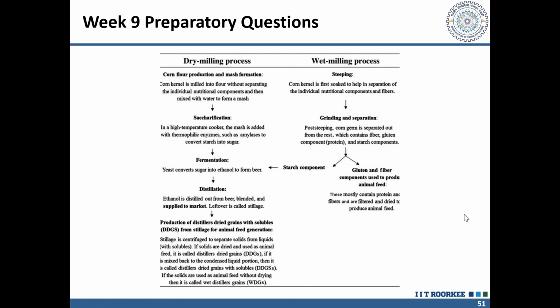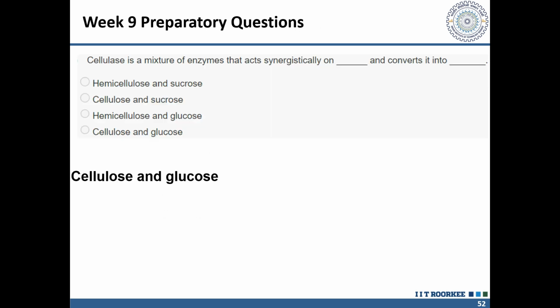So the major difference between wet milling and dry milling is that in wet milling we do the separation by soaking at the start only, and in dry milling we do the whole process without separation, and we will separate at the end. After we get our bioethanol, we will separate at the end by using centrifugation. Now let's move on to the next question.